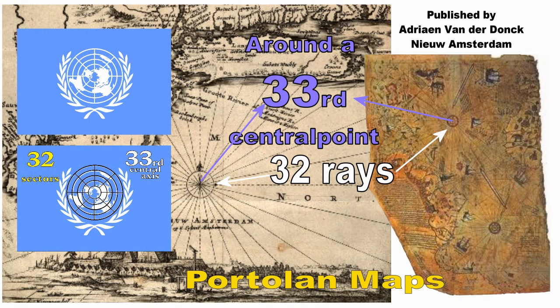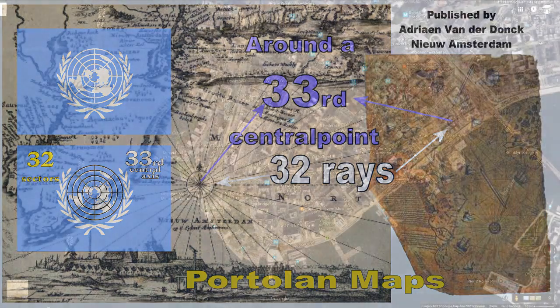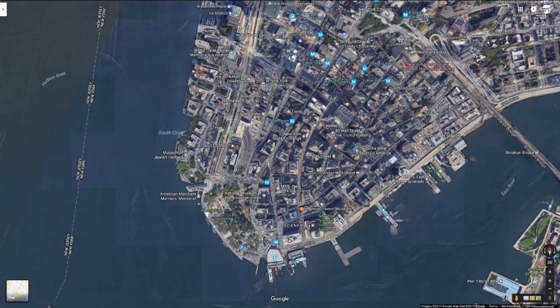And what will be a link, because I'll be talking a little bit about the UN building, is that we even have the UN map, which divides the world into 32 sectors around a 33rd central point. And this is a very important reoccurring theme throughout the esoteric architecture, mapping systems and weights and measures as well.